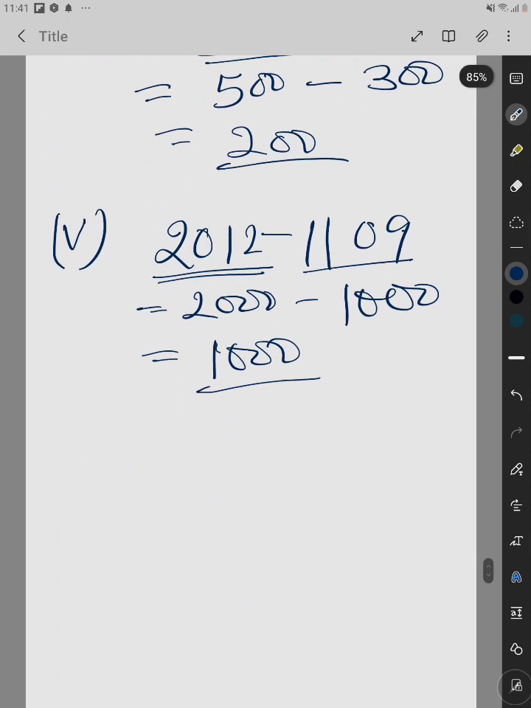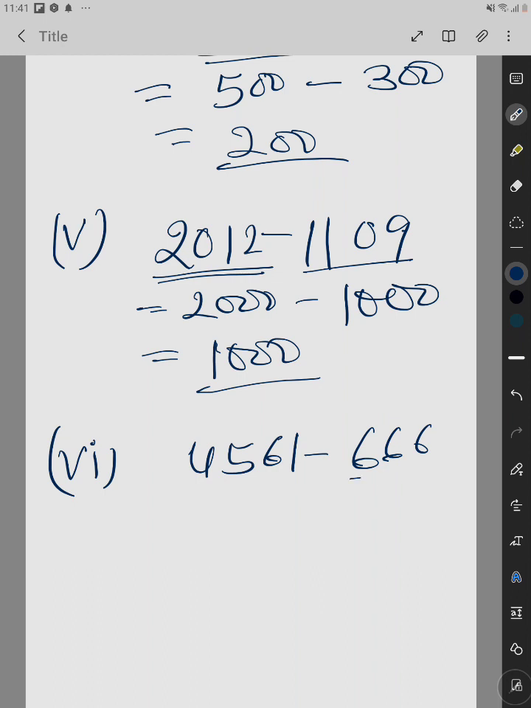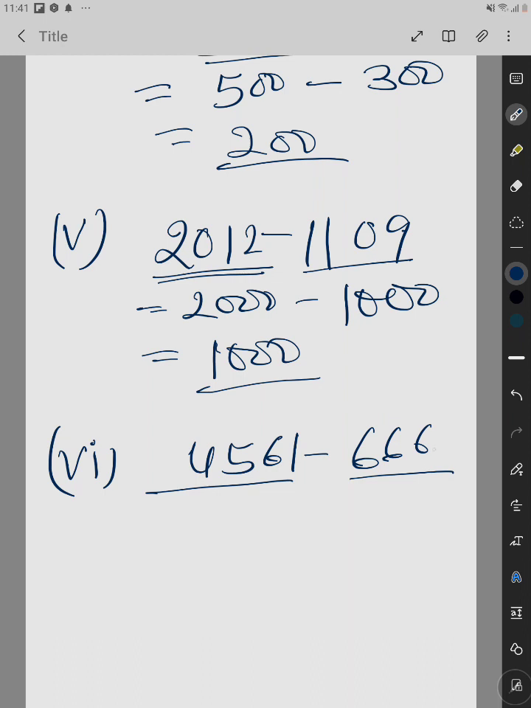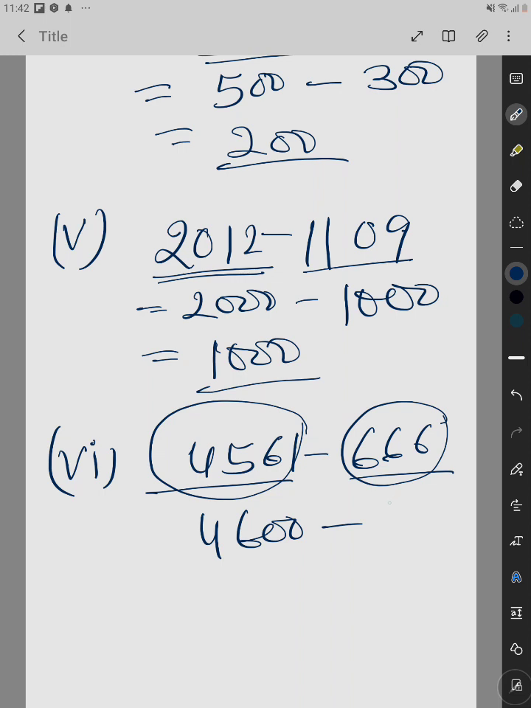Let's take a different number of digits. For example, we have 4561 minus 666. Now we have to consider this, because it is in hundreds, so this will also be considered to the nearest 100. This will be 4600, and this will be 700. So how much will it come? 3900. Okay, similarly you can consider other examples here.